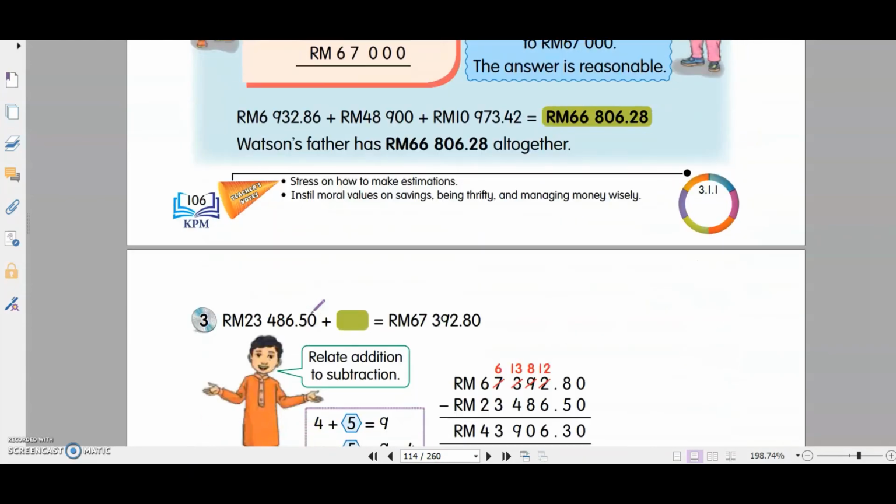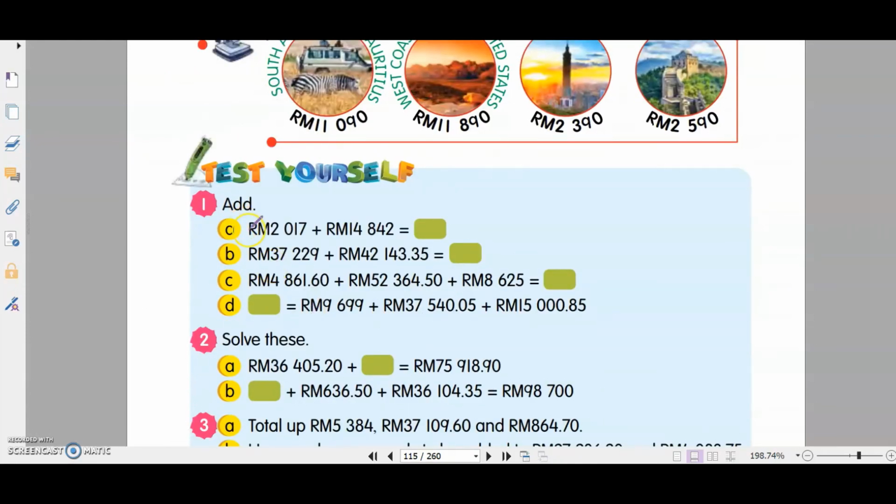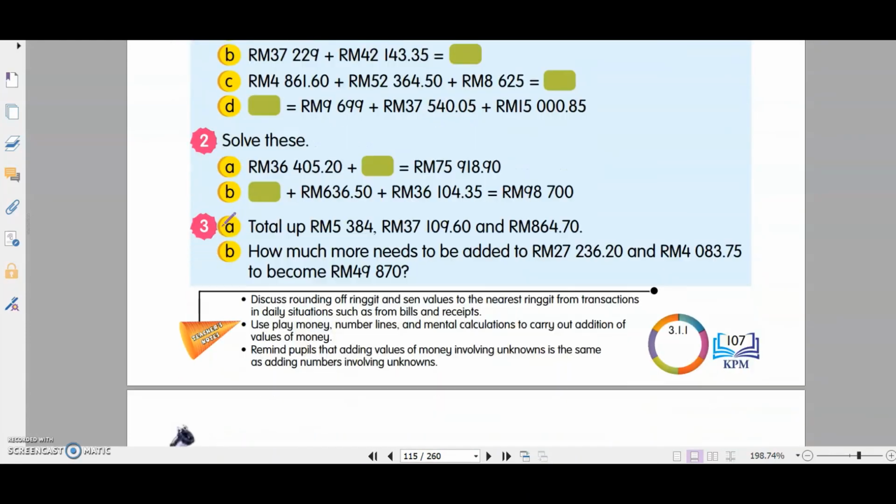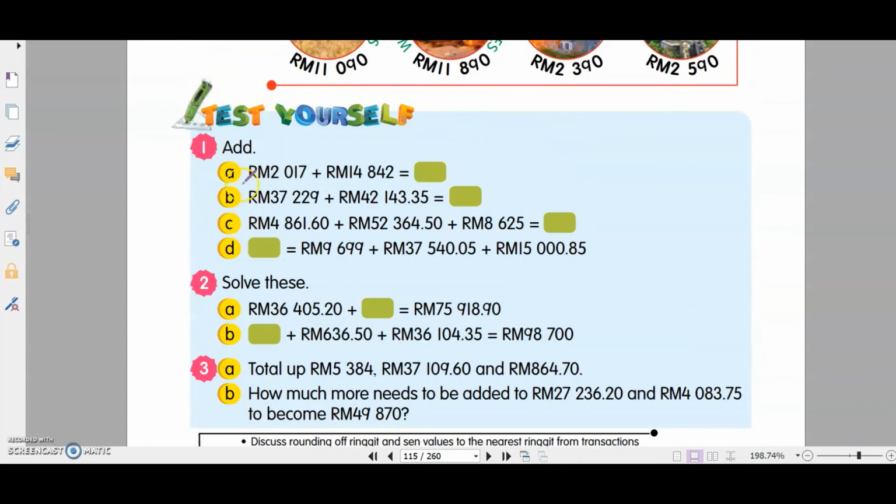Okay, so your homework for this week, you do page 107. Okay, you have question 1, question 2, and question 3. So they are all just addition, right? So you do your addition for money.